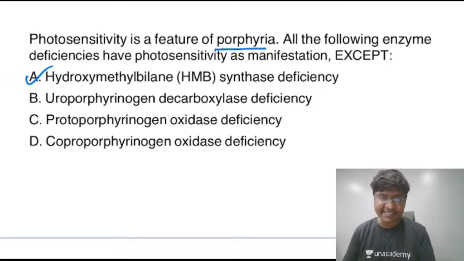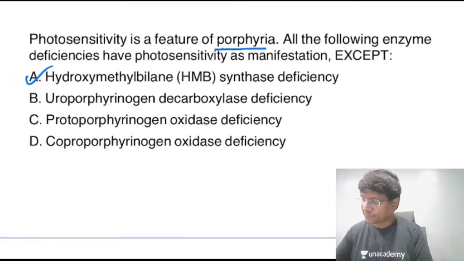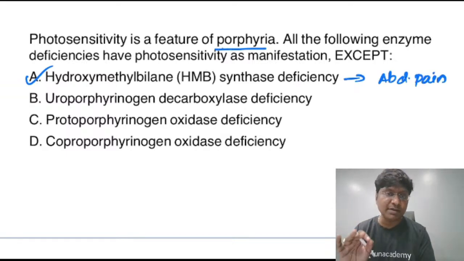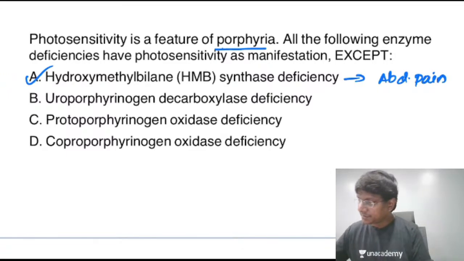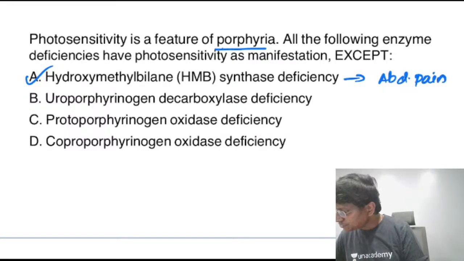Now, this enzyme, that is your HMB synthase, what will be the presentation in this individual? There will not be photosensitivity, but what will be the presentation in case of the HMB deficiency? That is the abdominal pain. Abdominal pain is the most common manifestation of this HMB deficiency, but photosensitivity, you don't see that. The remaining all can cause the photosensitivity as such. Okay, right. One more clinical scenario, let me show you here.